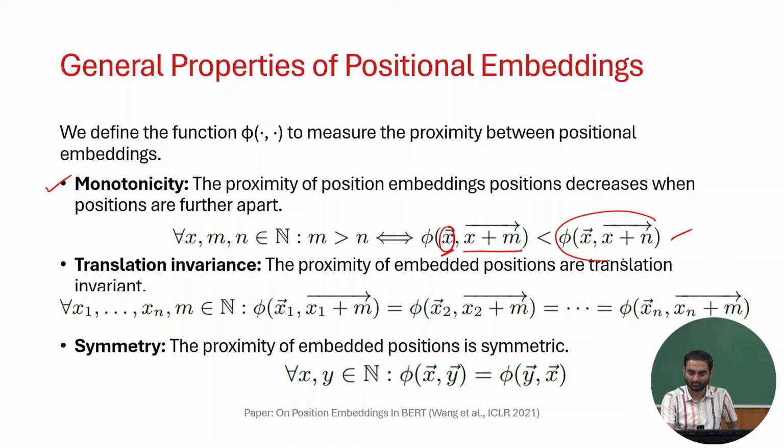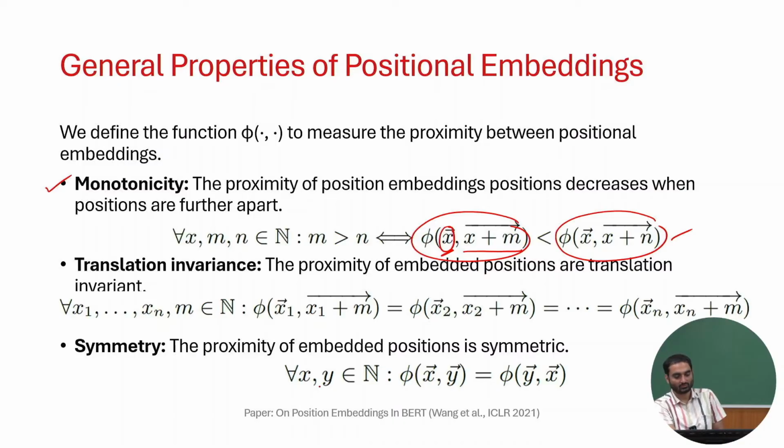Okay, so this proximity will be higher than this one. Proximities can be captured using similarity and any other metric. The second property says it should be translation invariance, meaning the proximity of embedded positions is translation invariant.